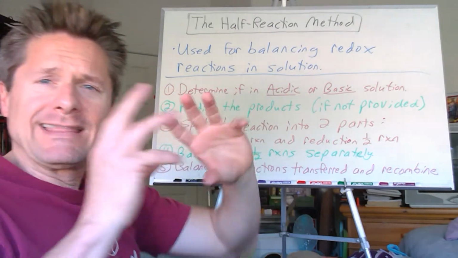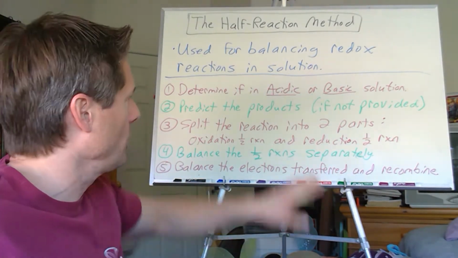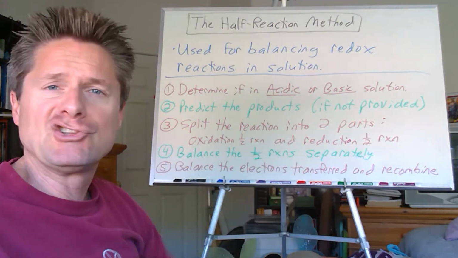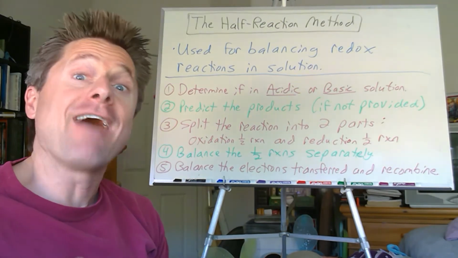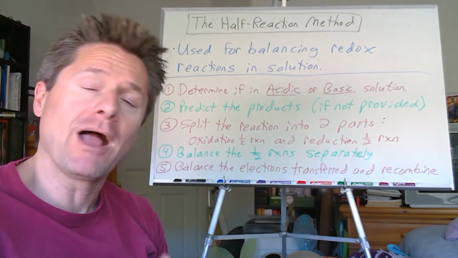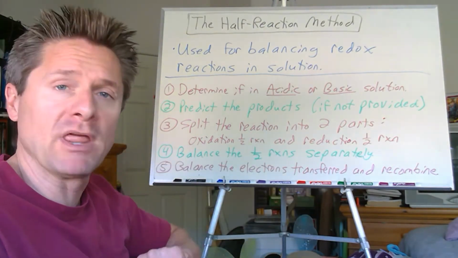Then what we're going to do is take this complicated overall equation or reaction that we can't balance by inspection, and break it up into two parts: the half where oxidation occurs and the half where reduction occurs. Remember, oxidation is giving off electrons, reduction is gaining electrons. We're going to split them up.